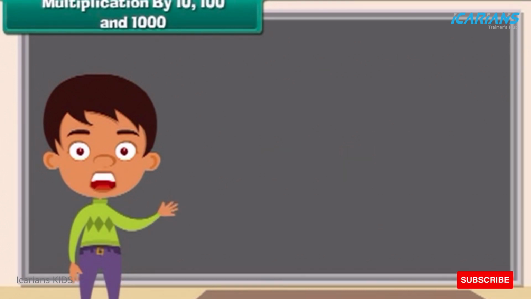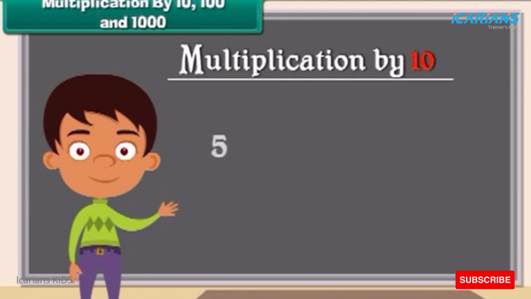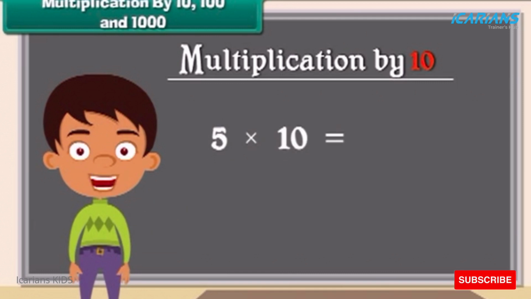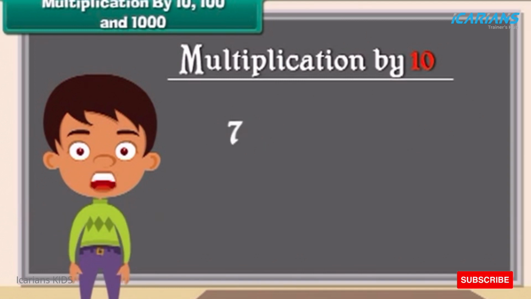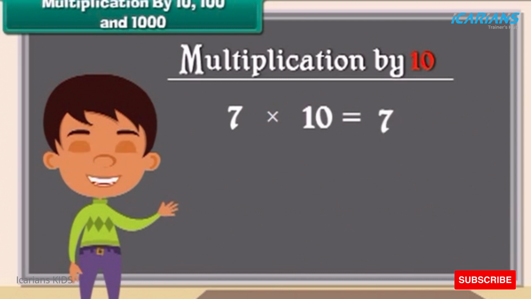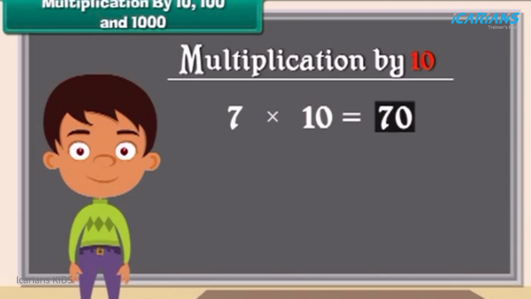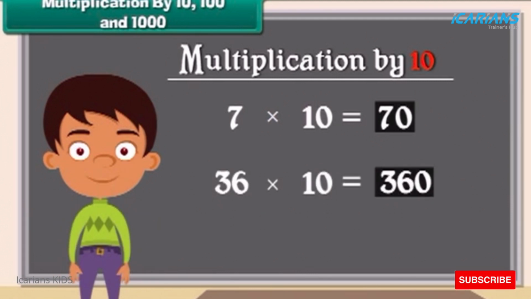Multiplication by 10, 100 and 1000. Let us now learn how to multiply numbers by 10, 100 and 1000. When we multiply a number by 10, we add the 0 in the 10 to the right of the number to get the result. Let us multiply 7 by 10. Add 0 to the right of 7 to get the result as 70. By the same logic, 36 multiplied by 10 is 360.